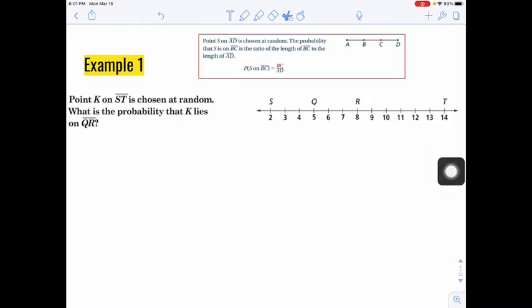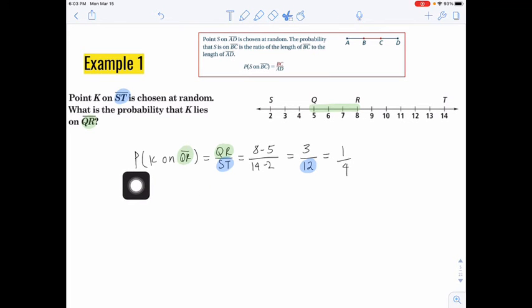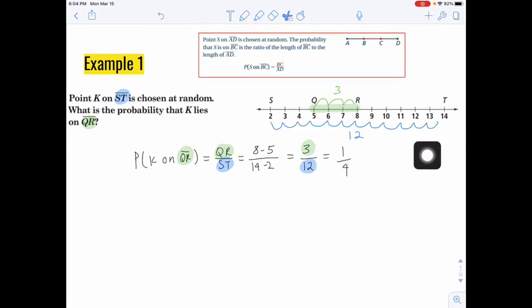Example 1 says point K on line segment ST is chosen at random. What is the probability that K lies on line segment QR? Up here, I just have the information from the previous slide. Notice that ST is a segment from 2 to 14 and QR is a segment from 5 to 8. The probability that K lies on line segment QR would be the length of segment QR divided by the length of segment ST. Segment QR starts at 5 and ends at 8.